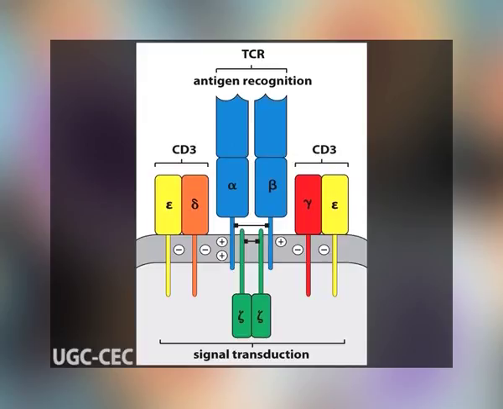CD3 is a complex of 5 invariant polypeptide chains that associates to form 3 dimers: a heterodimer of gamma and epsilon chains, a heterodimer of delta and epsilon chains, and a homodimer of 2 zeta chains, or a heterodimer of zeta and eta chains. CD3 acts as a chaperone and helps in transporting the newly synthesized TCR molecule through the cell to the cell surface.